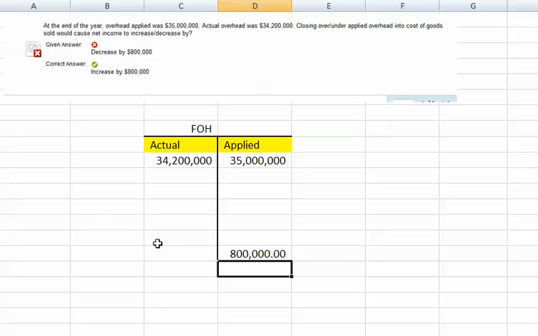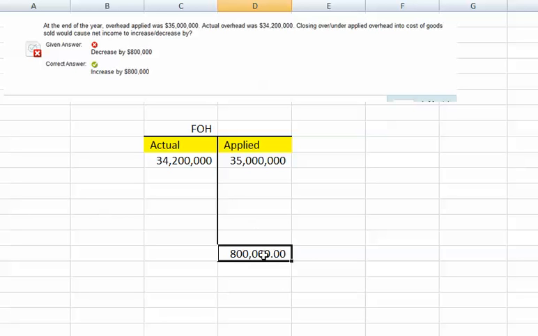Now let's go back to the question, and it says at the end of the year overhead applied was $35 million. Actual overhead $34,200,000. To close this account, to make it zero, the over or under applied overhead into cost of goods sold would cause net income to increase or decrease.